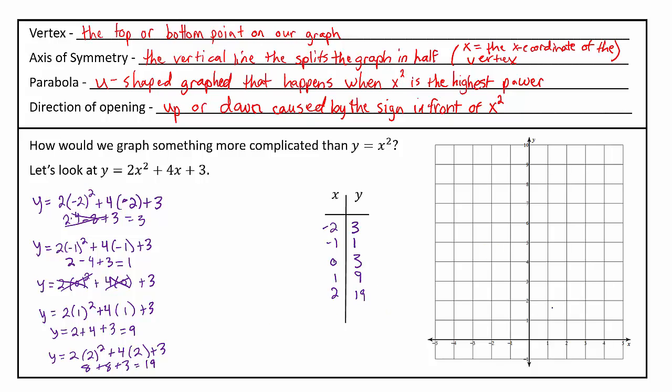So let's graph these points. -2, 3, -1, 1, 0, 3, 1, 9, and then the last one I have is off my graph. So this is different than what we saw last time. The vertex in this is right here at -1, 1.